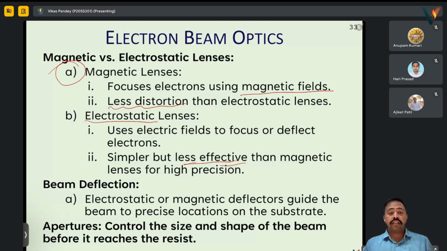Then comes the beam deflector. Again, here it will deflect in the x and y directions. The beam deflector can be electrostatic or magnetic. That will define at what precise locations on the substrate this electron beam has to focus or hit.